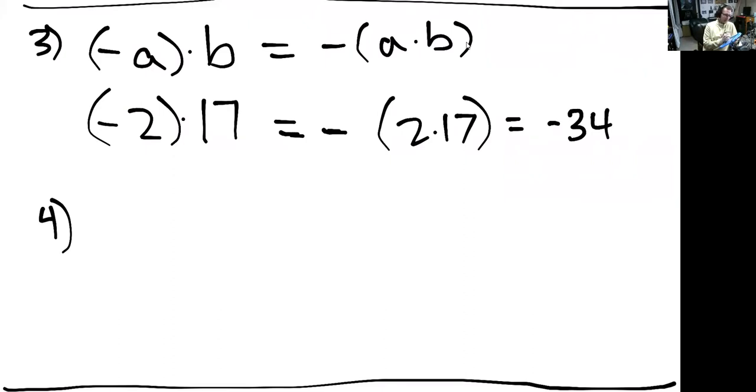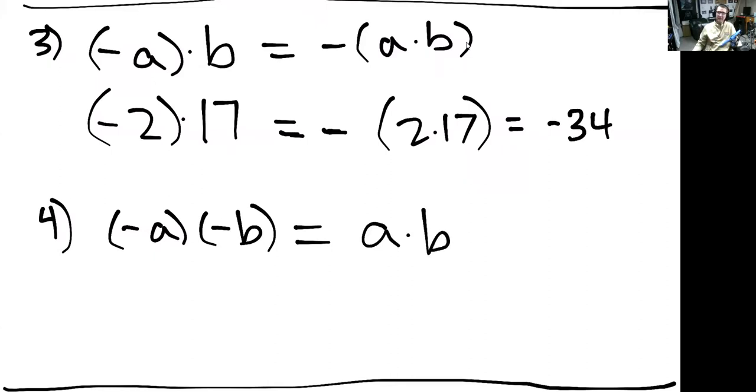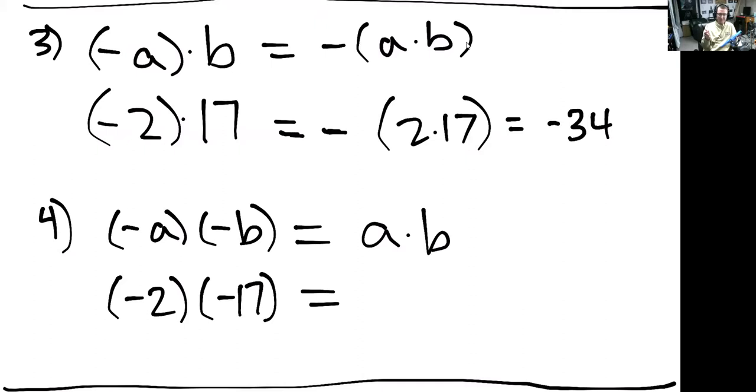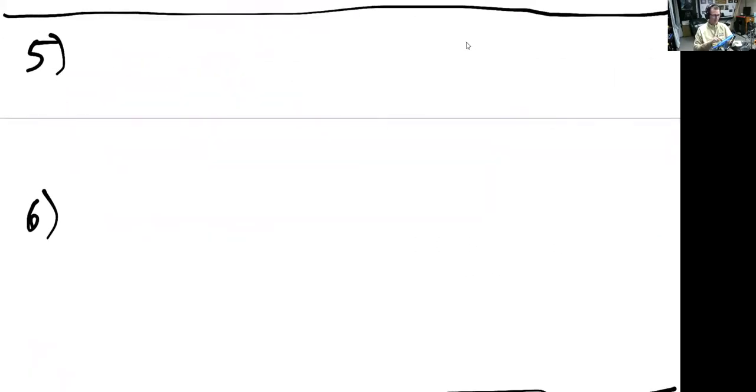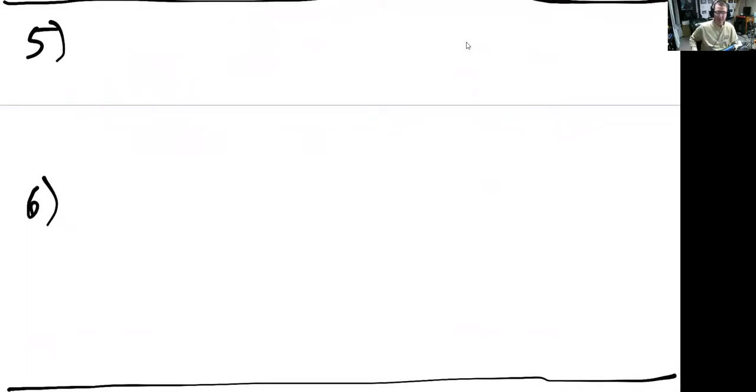The fourth property says what you can do, which is even easier, if you've got two negative signs. Take any two real numbers, A and B, both of them with a negative sign on. You can just forget about them altogether. That's just A times B, right? So I could take negative two times negative 17, and I see both negatives there, so I'm going to forget about them. I'm just going to take 2 times 17. We know that is 34. That's a nice handy cancellation property. We'll move right on. We're not moving too slow here, I don't think.